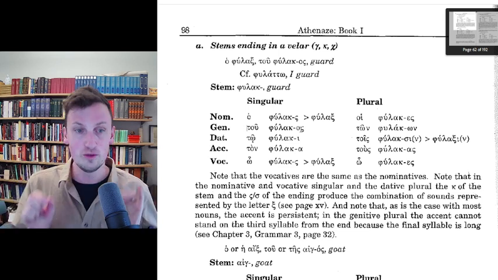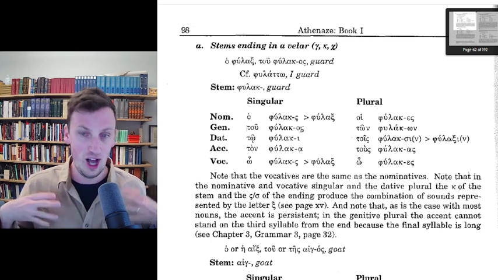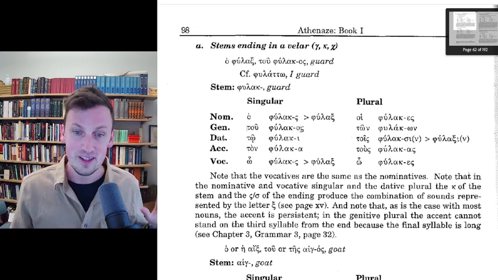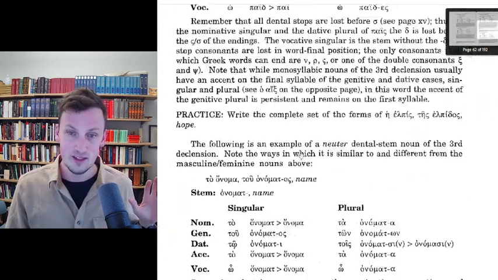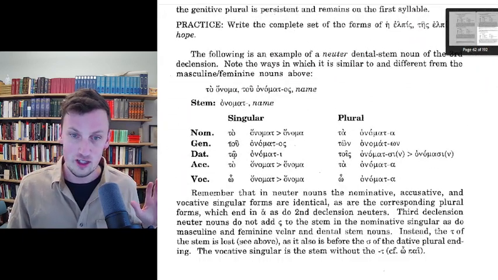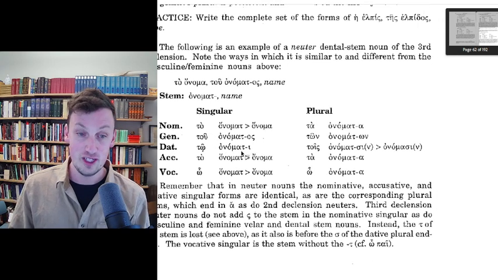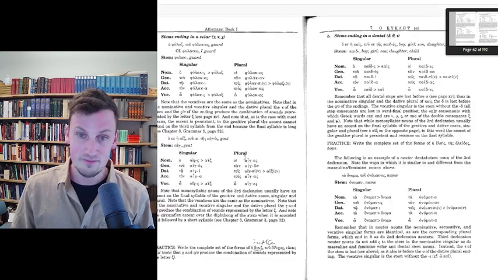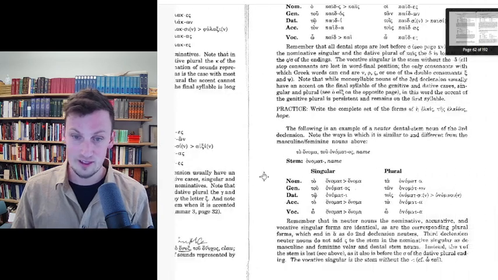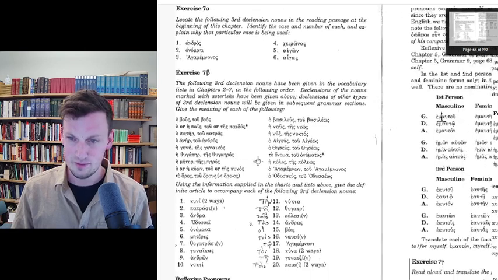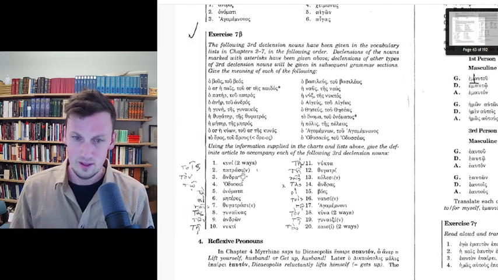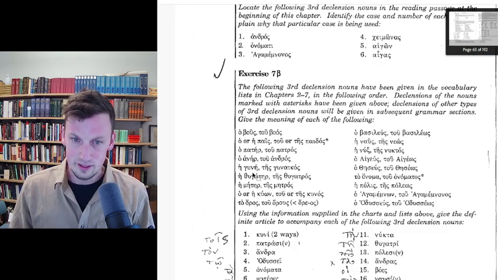Tou phulakos, that means of the guard, right? Tou aigos, of the goat. Tou probatou, of the sheep. And these, we'll see, can be other genders. They don't give it here. So I guess we're focusing on masculine here.